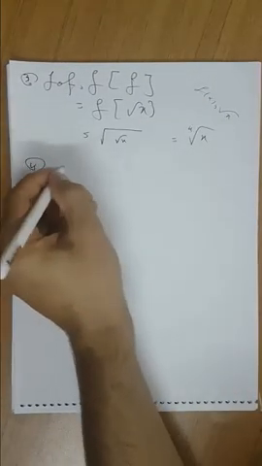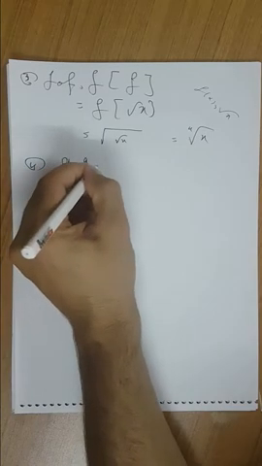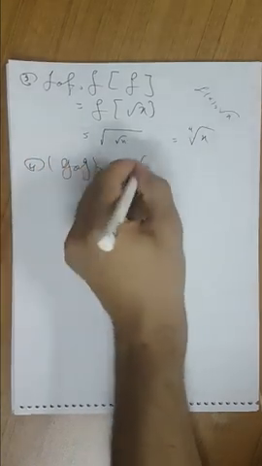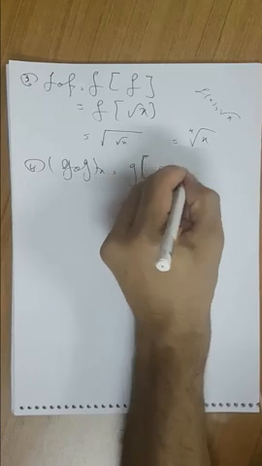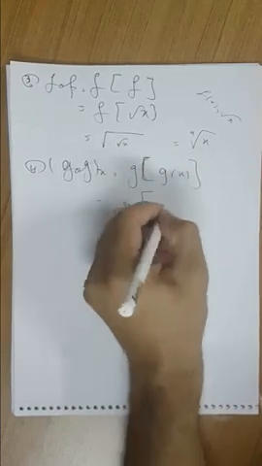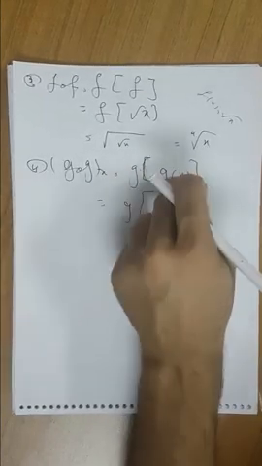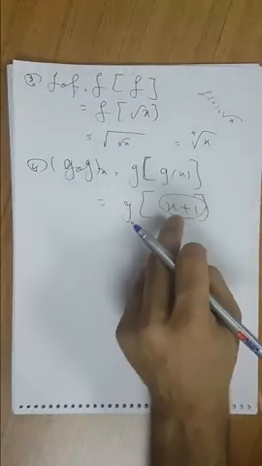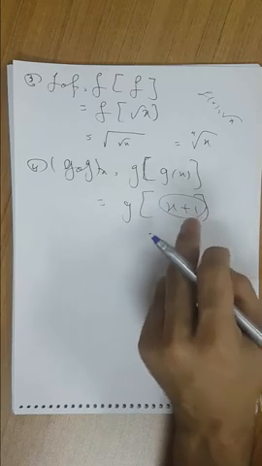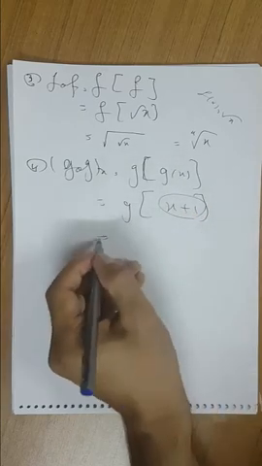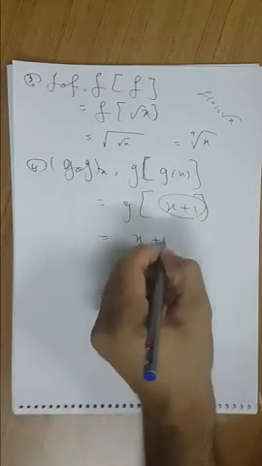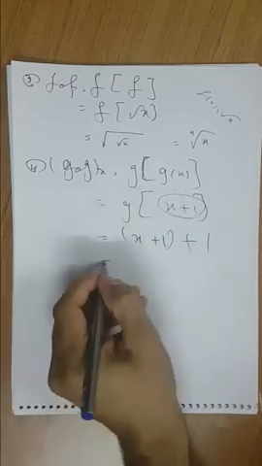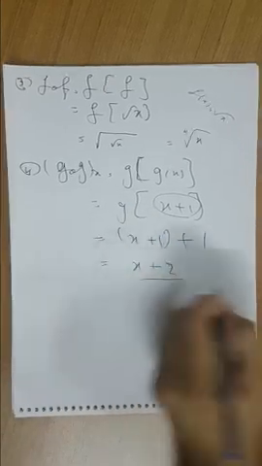Now the fourth one, g circle g of x, we say g of g of x. Now I have x plus 1. If I give anything to x, it will give me x plus 1. If I give 1, it will give me 2. If I put 2, I'll get 3. That's all that you need.